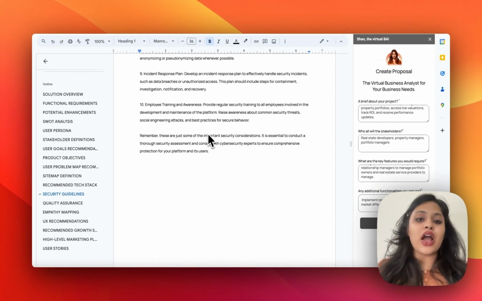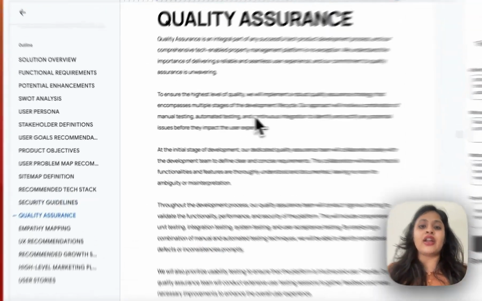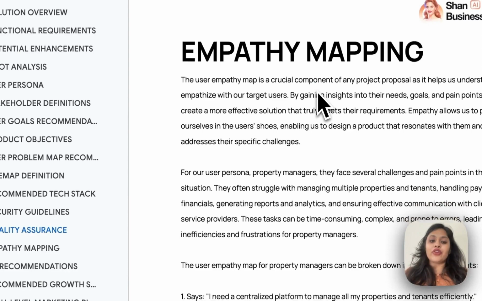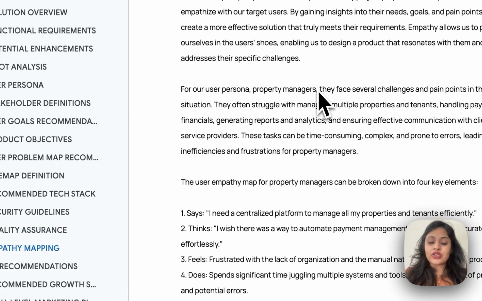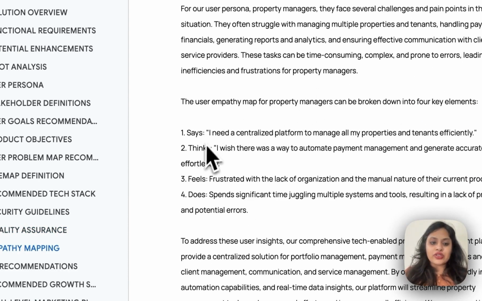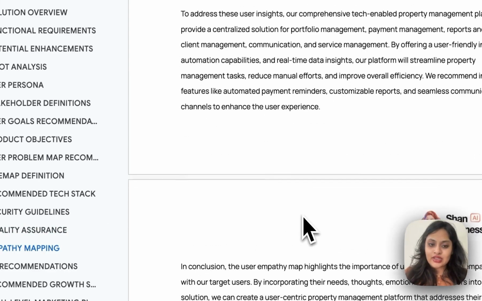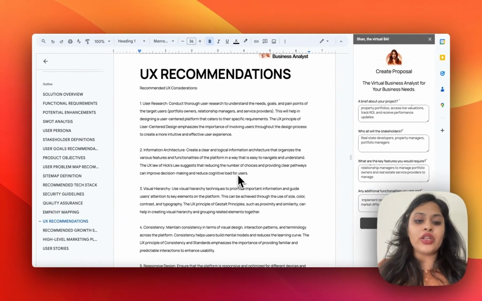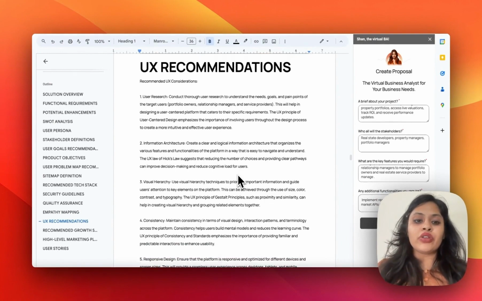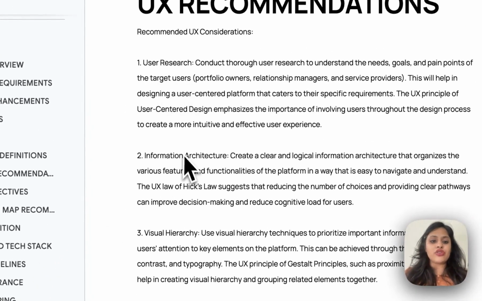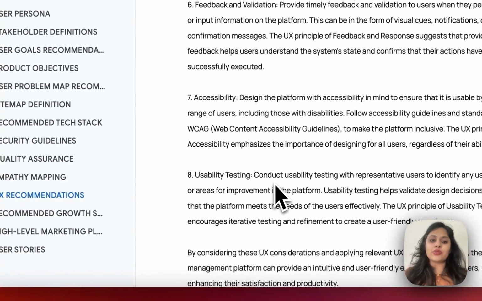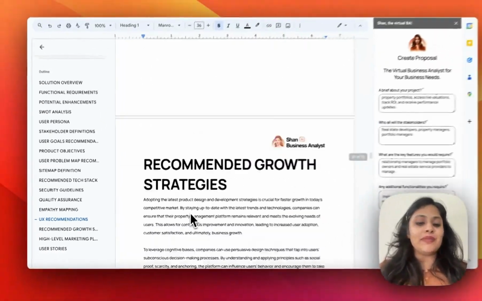So it talks about how you can make sure the security is there, how you can make sure there's quality assurance, and then further empathy mapping for the users. It talks about what the user says, thinks, feels, and does in very detail. And then UX recommendations. So while you're creating your UIs, it'll tell you what are the certain things that you do need to maintain in the user research, information architecture, visual hierarchy, consistency, responsiveness. It mentions all the details.